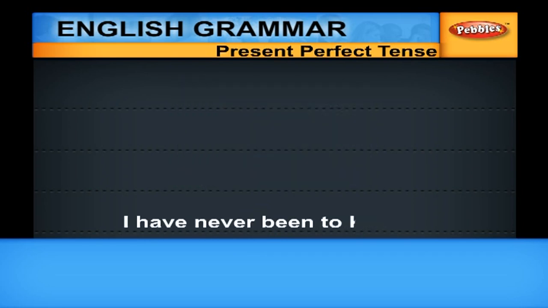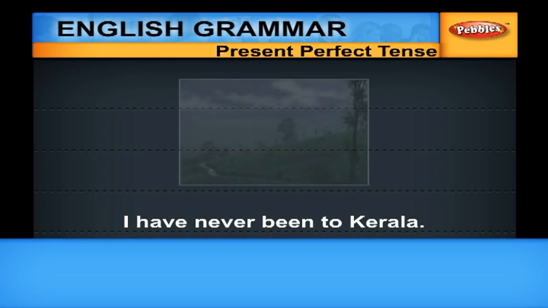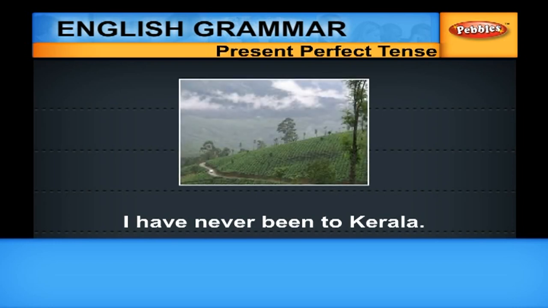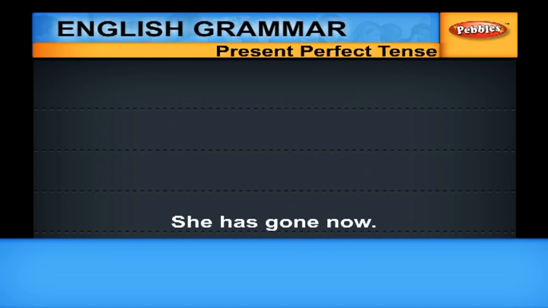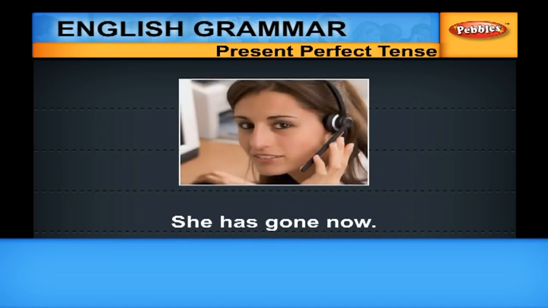I have never been to Kerala. I will be there at some point of time. So far, I have not visited Kerala. The past participle of the helping verb be is been. Even though be is a helping verb, here it functions as a main verb. She has gone now. It means that she may come back or she may not come back. So here we refer to an action just completed.